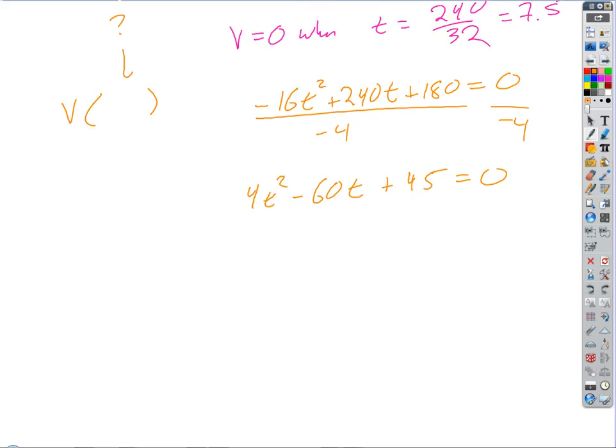So if I divide everything by negative 4, I'm going to get 4t squared minus 60t plus, what's this going to be? 45 or something? Okay, so now how do I find that? Well, I can either just use the quadratic formula. Do I find magic numbers? So I have numbers that multiply to positive 90 and add to negative 60? No, probably not, huh? It's not going to.